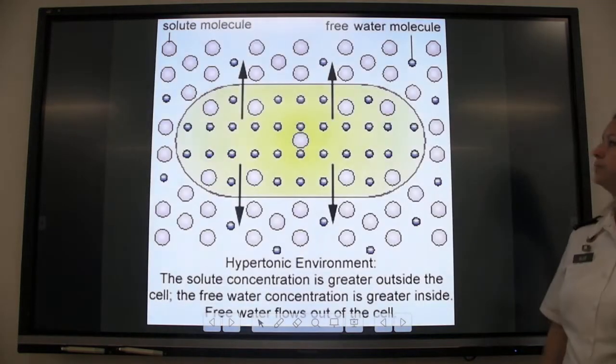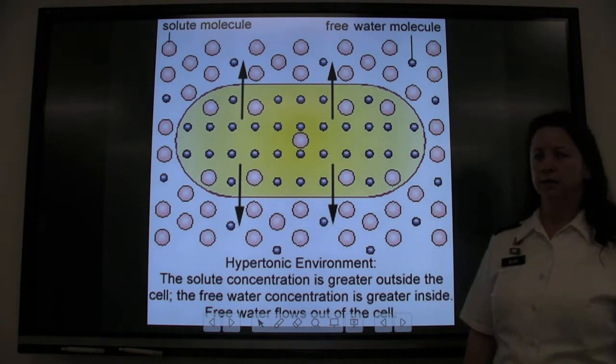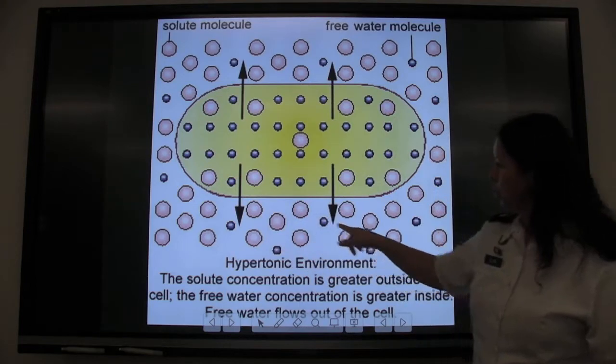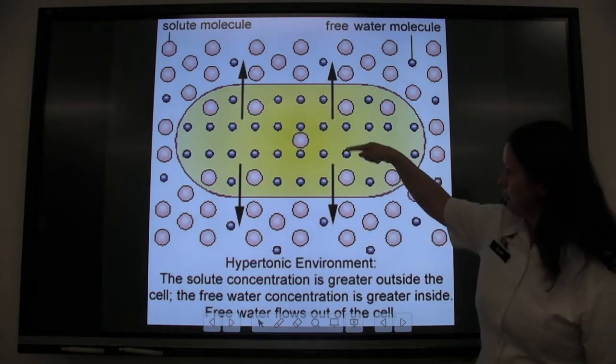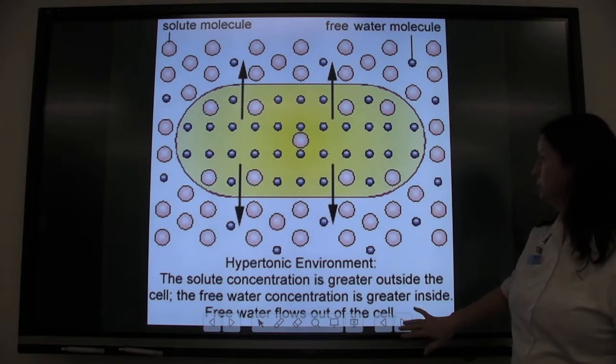They've dried out. And so this is what's happening in a hypertonic solution. A lot of water inside, see it? Very little water outside, lots of salt. And so the water is leaving the cell, and that's going to shrivel up the cell.